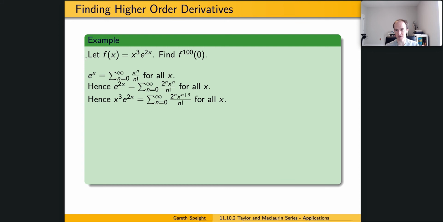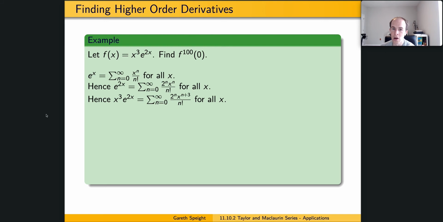It's 2 to the n, and then since we're multiplying by x cubed, we have x to the n plus 3 over n factorial for every x. And now we said, since once a function is represented as a power series with a particular center, there's only one way to do it. It's the Maclaurin series or the Taylor series, depending on the center. So this is necessarily the Maclaurin series for x cubed e to the 2x. If there's one way to write it as a series, that's the only way you can do it.